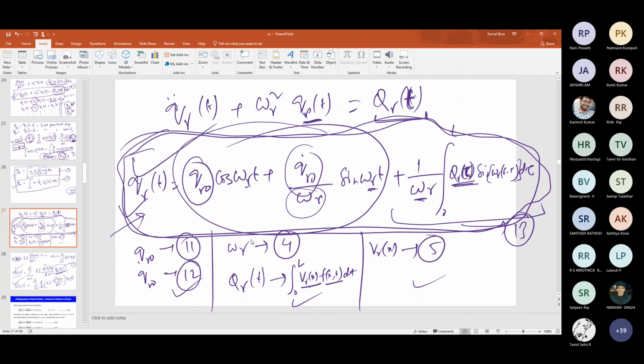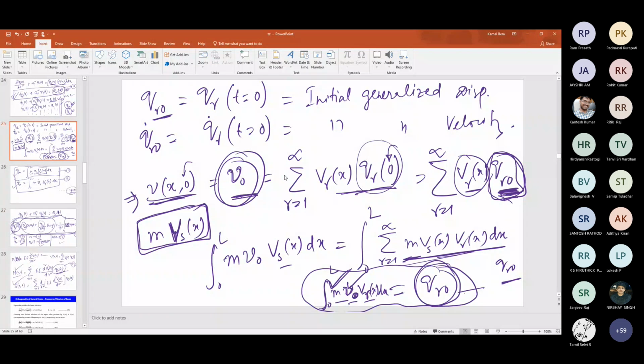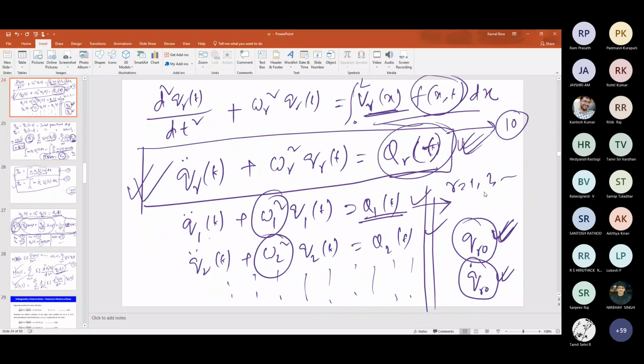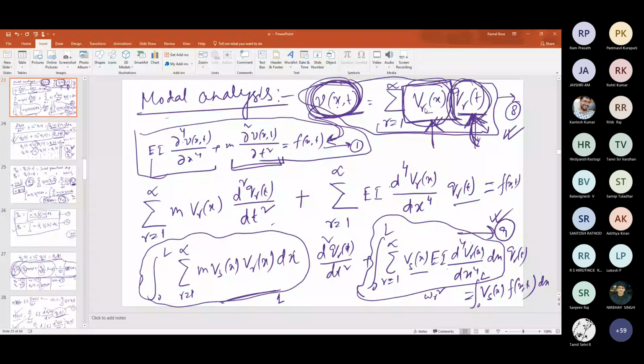Okay. This is not the response of the beam. Q_r(t) is the principal coordinate or the generalized coordinate. You have to substitute it back here, Q_r(t), then you will get V(x,t), that is the beam transverse displacement. Okay, so I'll stop here. I'll be here for 2 more minutes. If you have any questions, you can ask.